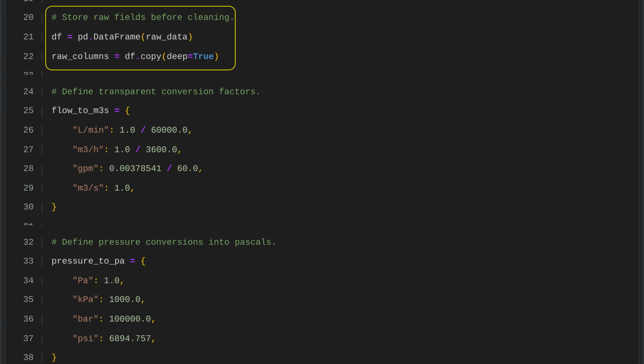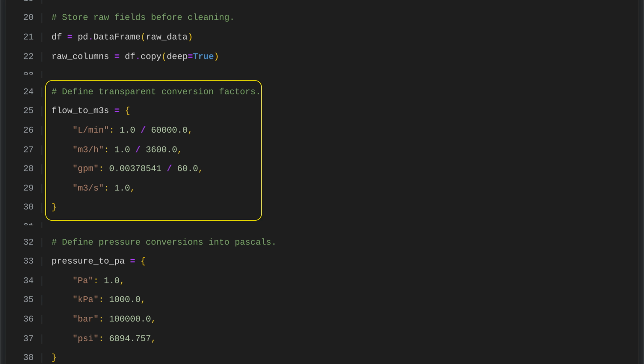We first use Pandas to turn the raw data dictionary into a data frame containing the initial measurements, including mixed units. Then we make a deep copy to preserve the original data before any cleaning or transformations, so it can be referenced later if needed.